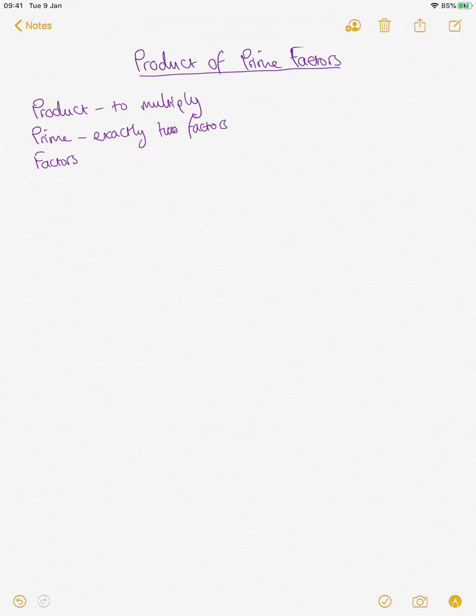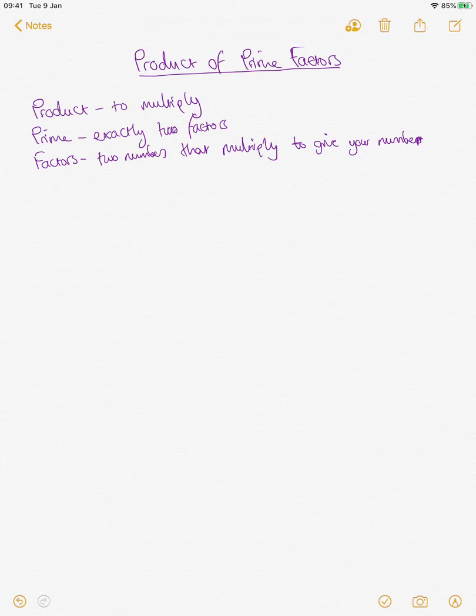Factors, we saw yesterday, are 2 numbers that multiply to give your number. It's not the best definition, but you understand what it means. If you have 10, you can say 2 factors of 5 and 2.